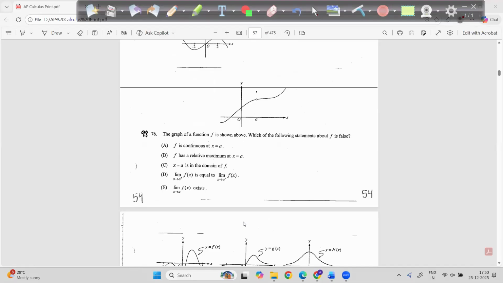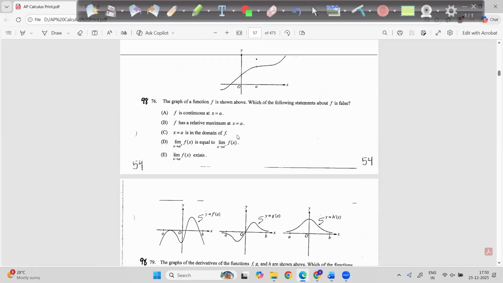Which of the following statements about f is false? Easy question. Dead easy question. Definitely A. Looking at it, the limit of f of x as x tends to A should be equal to f of A. Clearly f of x as a whole has its value somewhere else. The limit as x tends to A is not equal to f of A. So the statement that the function is continuous at x equal to A is the wrong answer. So A should be the answer. That is a false statement.